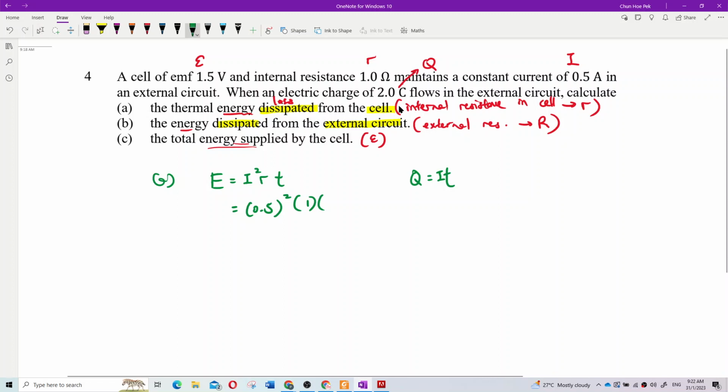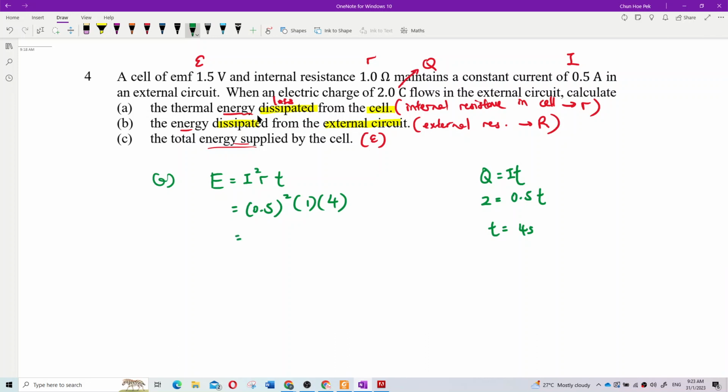So the charge is 2 coulomb and the current is 0.5 ampere, so you can get the time. The time is 2 divided by 0.5, which is 4. Yes, 4 seconds. So 4 seconds has passed; 4 seconds is the time.